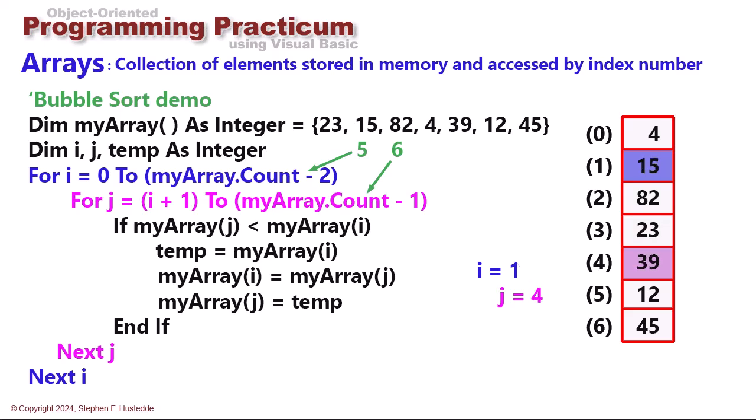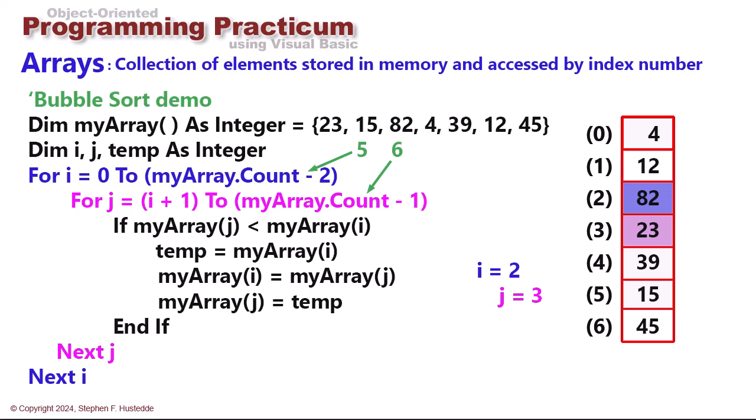The next j then is 4, and we're going to compare 15 to 39. Again, nothing happens there. Next j is 5. Comparing 12 to 15, we're going to swap those two. So 12 is now in element 1, and we're comparing it to the next j, which is 6, and nothing happens. We've now gone through 2 iterations of i, and the 2 lowest values are in elements 0 and 1. i then increments to 2, and we're going to compare element 2 to element 3, which is our first j in this case.